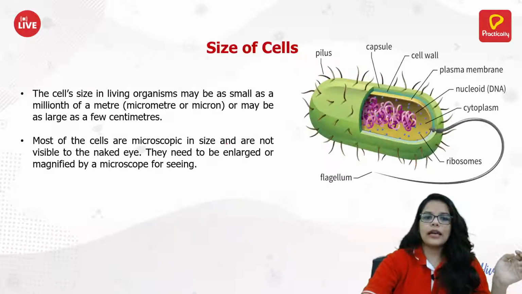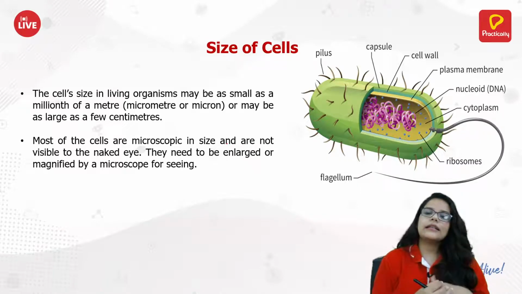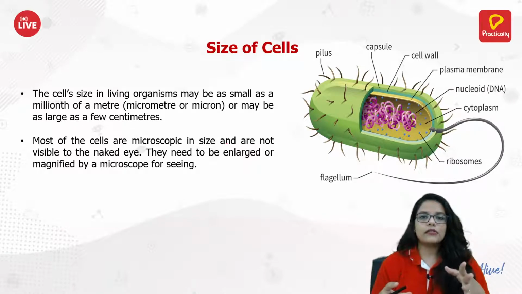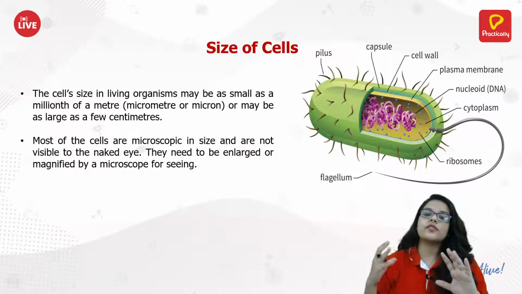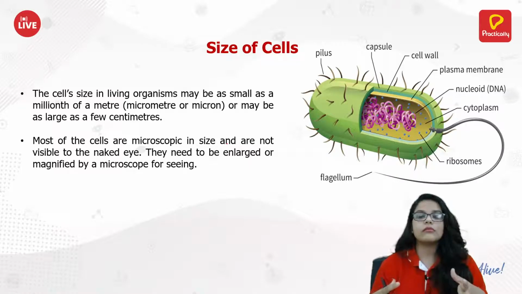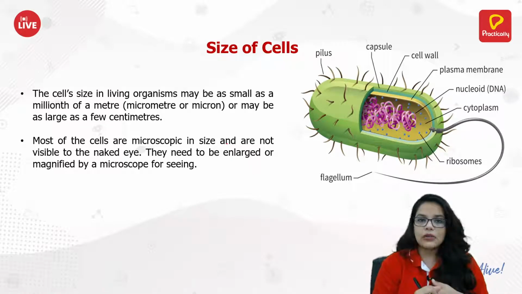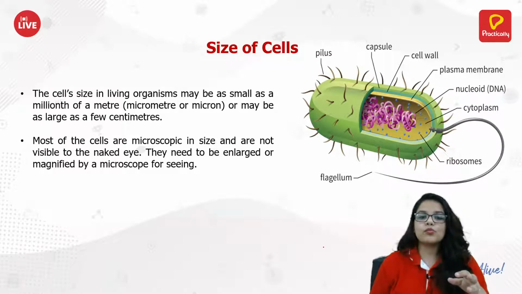Okay, now when we talk about the size of cells, cells can be very little, very minute. We can measure it in micrometers or microns, such as bacterial cells. These cannot be visible with the eye. You need a proper high resolution kind of microscope. This is one of the smallest cells you can actually find.